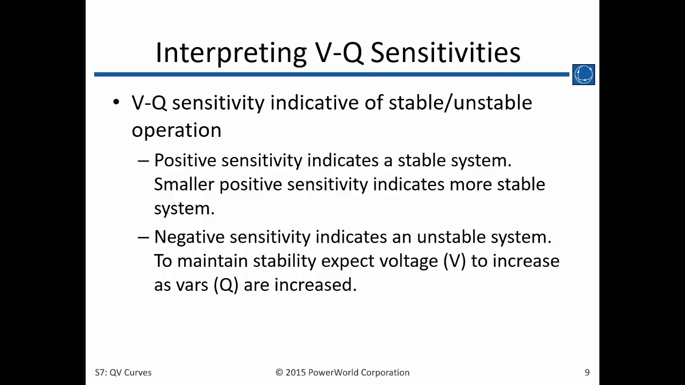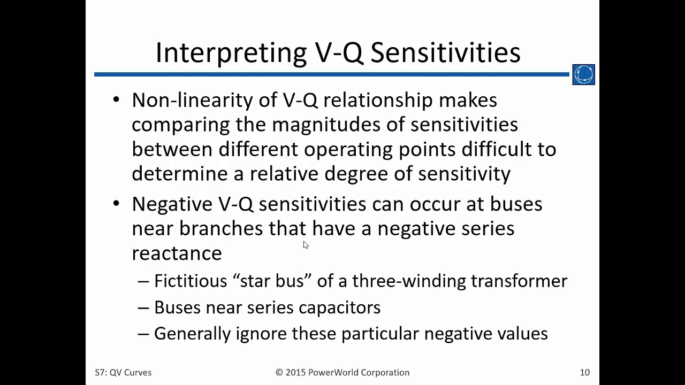The VQ sensitivity will indicate stable or unstable operation. We've mentioned before, if it's positive, it indicates a stable system. Smaller positive sensitivities indicate more stable. Negative sensitivities indicate an unstable system, where to maintain stability, you'd expect voltage to increase as VARs are increased, which is the opposite of what you typically expect. Interpreting VQ sensitivities: there's a nonlinearity of the VQ relationship, which makes comparing the magnitudes of sensitivities between different operating points difficult when trying to determine a relative degree of sensitivity.